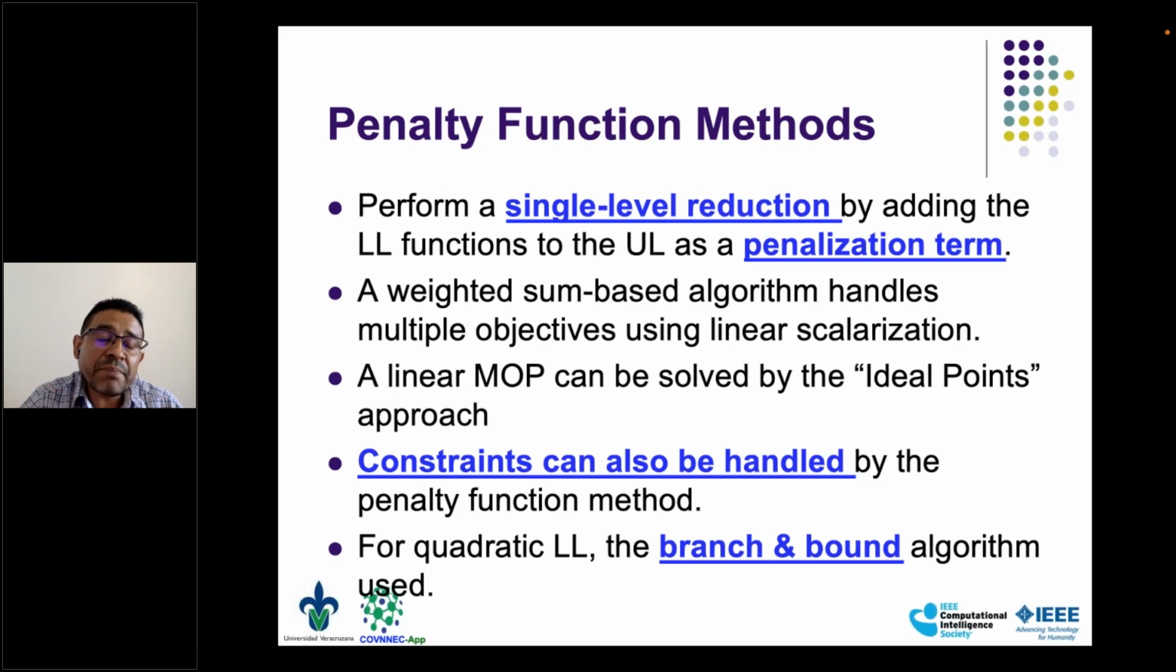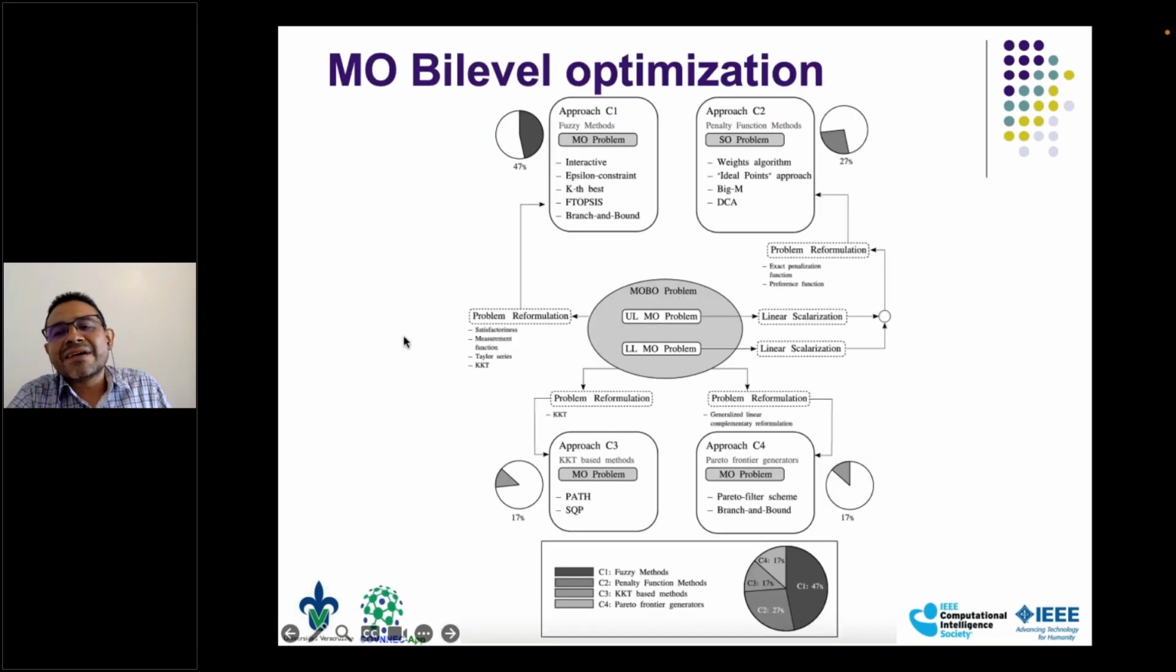As I am using penalty functions, I can also use the same penalty functions to handle the constraints at the lower level and also at the upper level. We also detected in this literature review that the branch and bound algorithm is very used in this type of problems. It was some kind of surprise, this popularity of branch and bound.